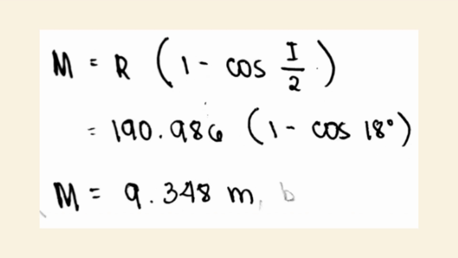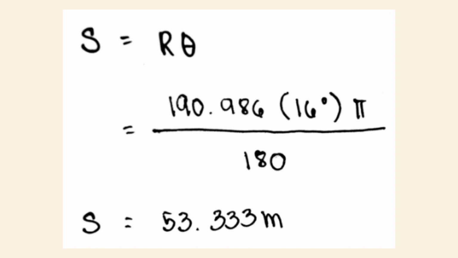For B, we are to solve for the M, or the middle ordinate. It is equal to R multiplied by the difference between 1 and cosine I over 2. It is equal to 190.986 multiplied by 1 minus cosine 18 degrees. Thus, M is equal to 9.348 meters.